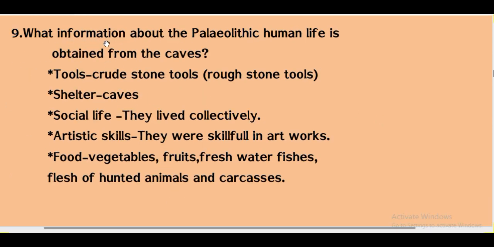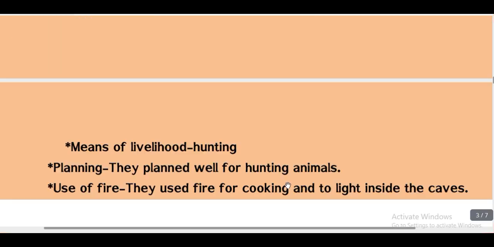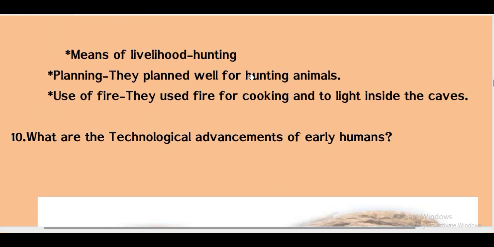Next, what information about the Paleolithic human life is obtained from the caves? Answer: tools, crude stone tools or rough stone tools. Shelter, caves. Social life, they lived collectively. Artistic skills, they were skillful in artworks. Food, vegetables, fruits, fresh water fishes, flesh of hunted animals and carcasses. Means of livelihood: hunting.